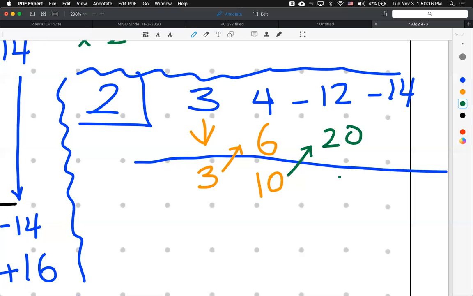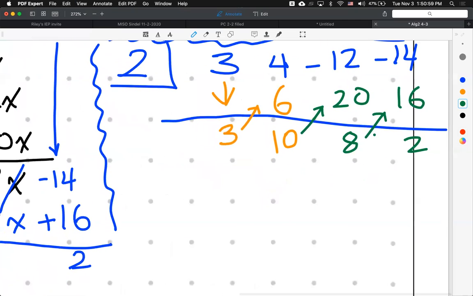And you get? What's 20 minus 12? It is indeed 8. Keep going. Jump diagonally yet again. 16. What's 16 minus 14? 2. Thank you, Josie. Well done. Sergio, you're our last person. Give us our final answer for synthetic division.